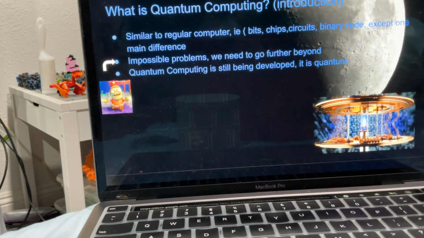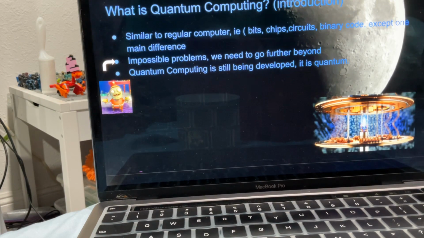What is quantum computing used for? Quantum computing is used for, I guess the easiest way to say it is, impossible problems or theoretical problems that we cannot solve right now, or that will take a long time to solve right now. I guess a good example of this would be cryptology, which we'll get into later.